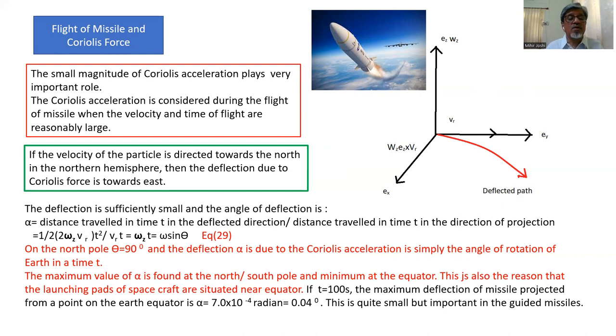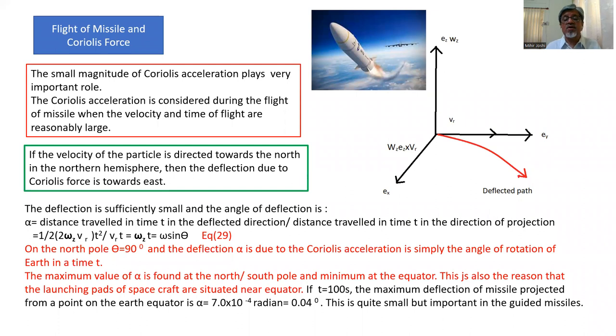On the North Pole, theta is 90, and the deflection alpha due to the Coriolis acceleration is simply the angle of rotation of Earth in time t. So it has a maximum value. The maximum value of alpha is found at the North or South Pole and the minimum at the equator. This is also the reason that the launching pads or launching stations of spacecrafts are situated near the equator.